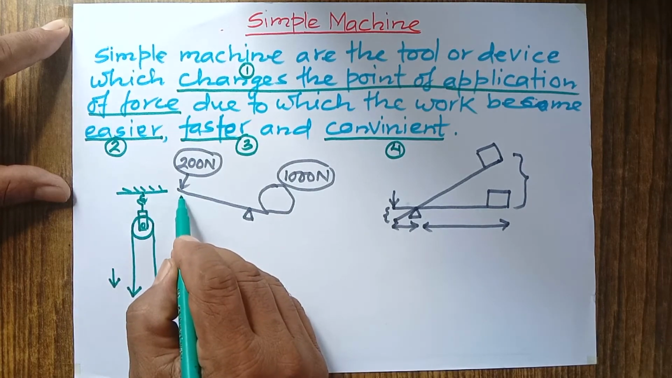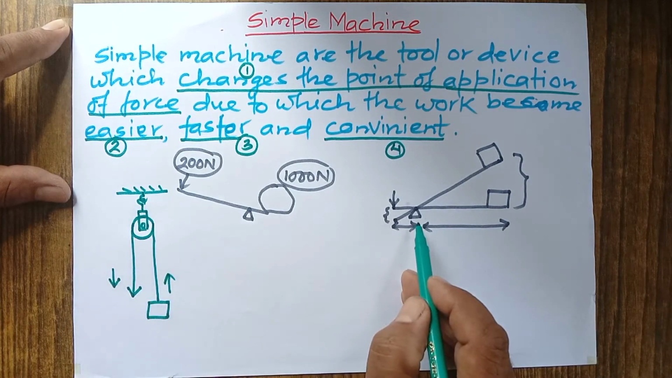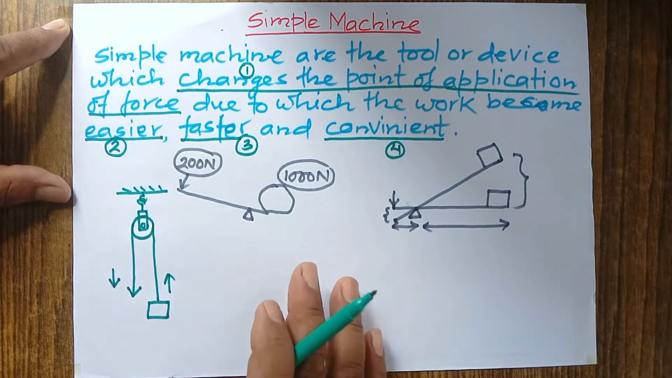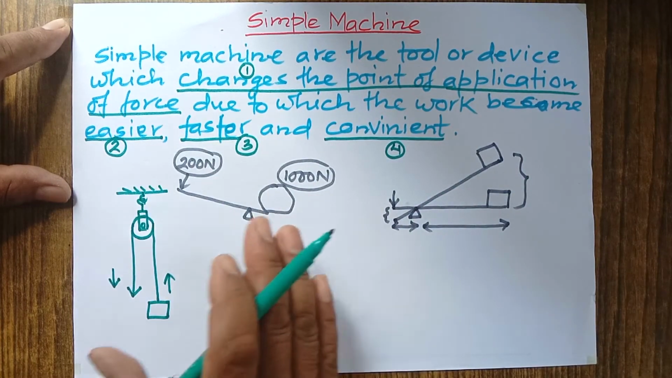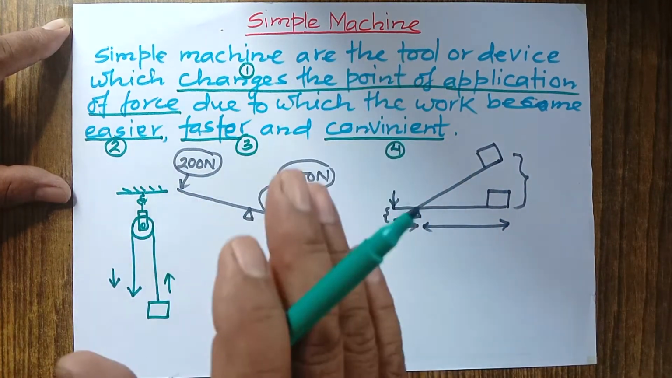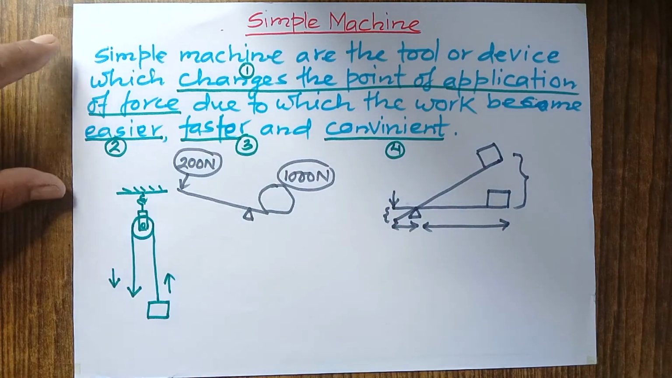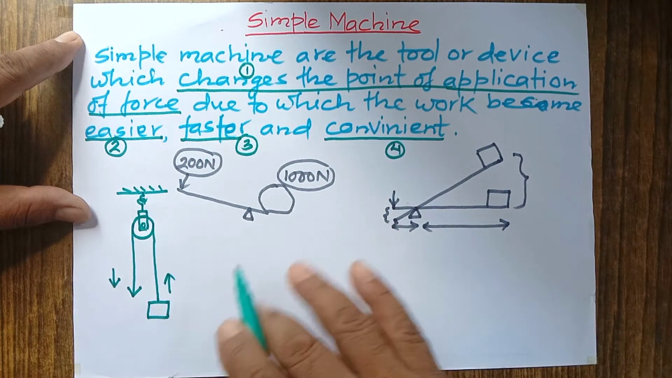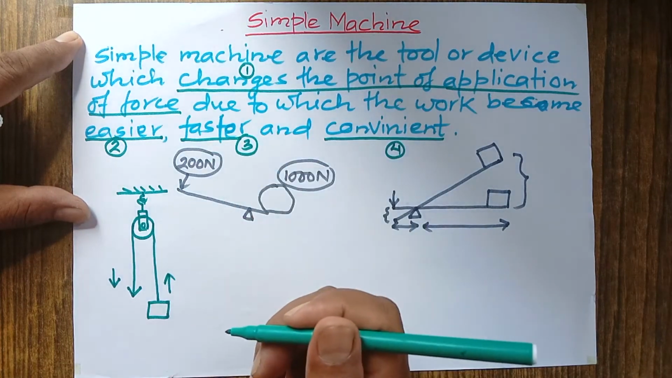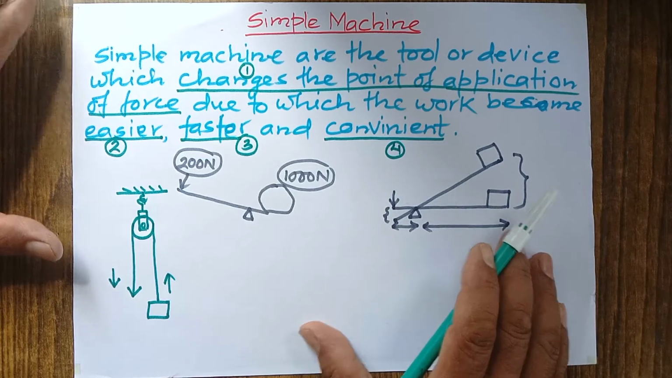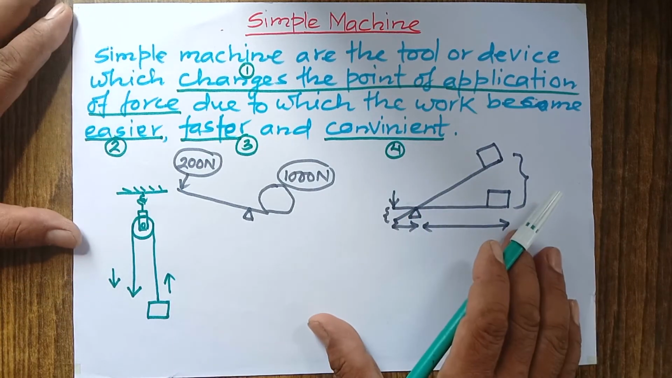In this case also direction of force is changed. In this case also direction of force is changed. There are many simple machines in which direction of force is changed, which makes our work convenient. The application of force towards ourselves is easier than the application of force in the opposite direction to our body. And by changing the direction of force, simple machine makes our work convenient.